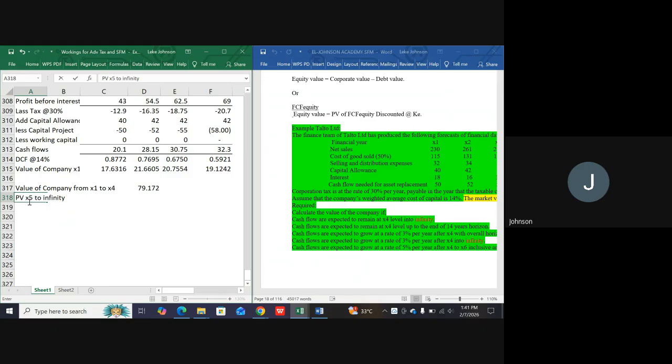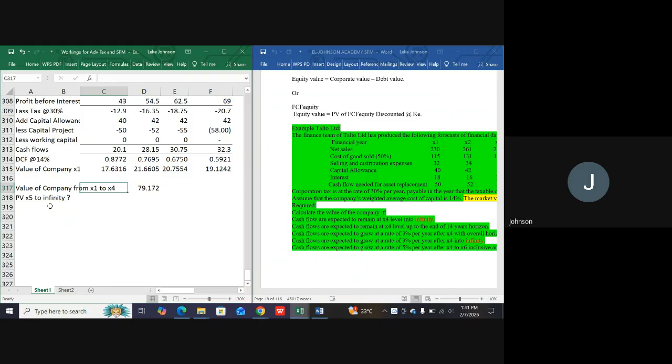Infinity is what we are actually looking for. So what is our X5 to infinity? Now our cash flow already is staying constant from X4 to infinity. So whenever you have a cash flow that is remaining constant from one point to infinity, we say that is a perpetuity without growth, a constant perpetuity.